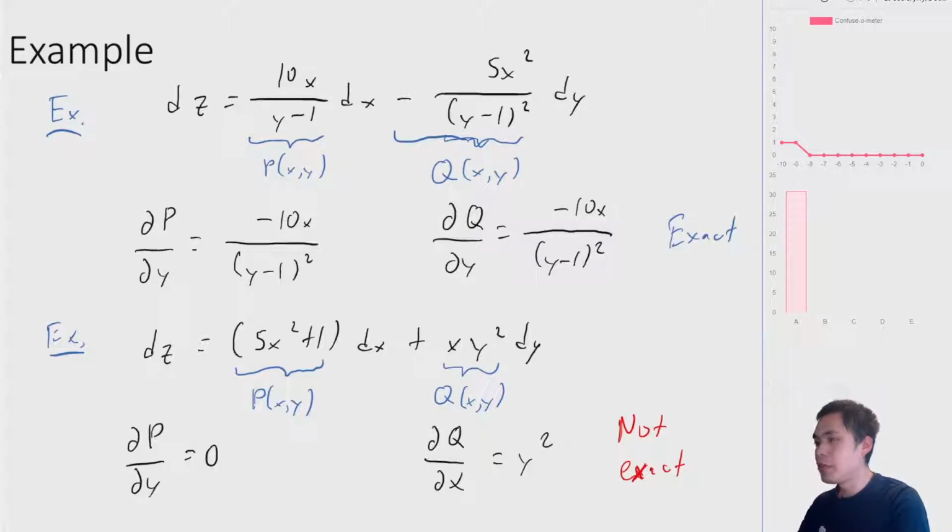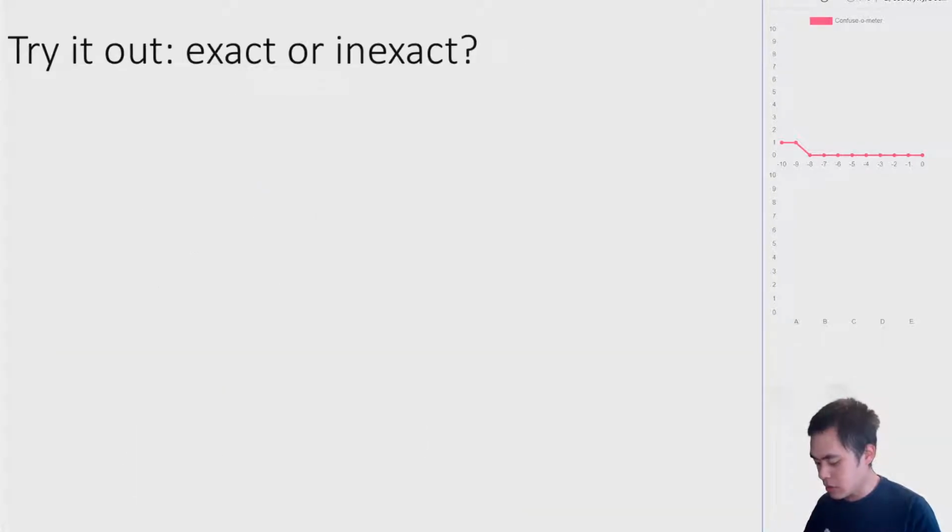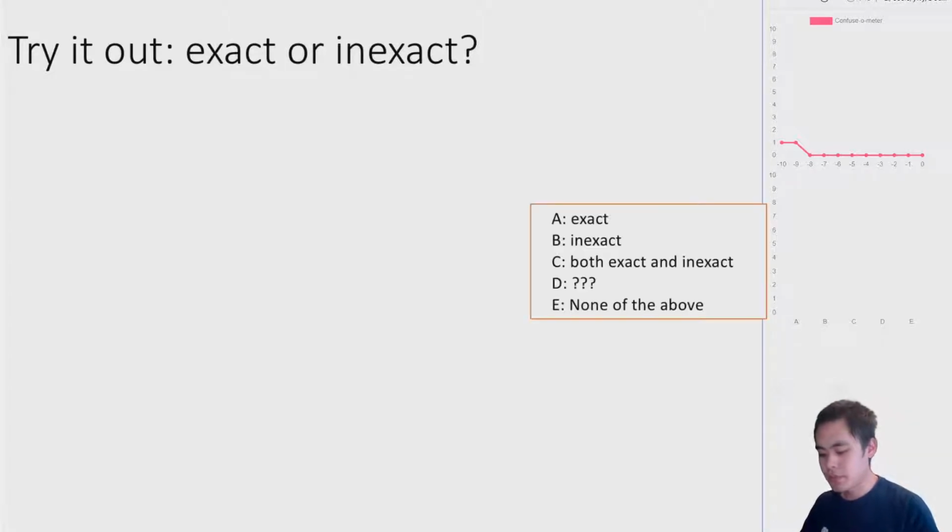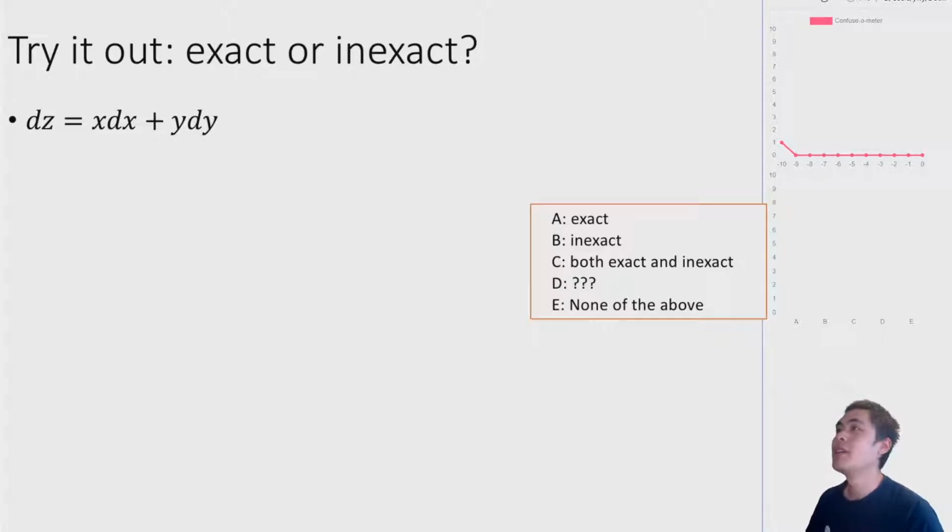Let me reset my poll here. Let's go to trying it out. So, are these exact, inexact, both exact and inexact, question mark, or none of the above? Let's start with this one. dz is equal to x dx plus y dy.